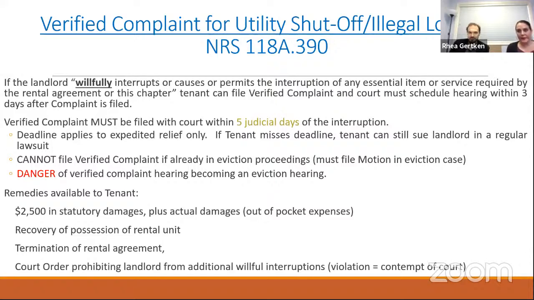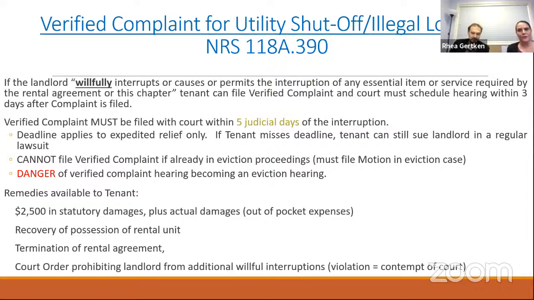So this verified complaint that we're talking about, this is an expedited relief. It's a lot quicker than other lawsuits. With other lawsuits, once you file your complaint, you'd have to wait a month before the other side even has to respond to your complaint. With this very special expedited procedure, you only have 3 days after you file the complaint before you have to have a hearing.